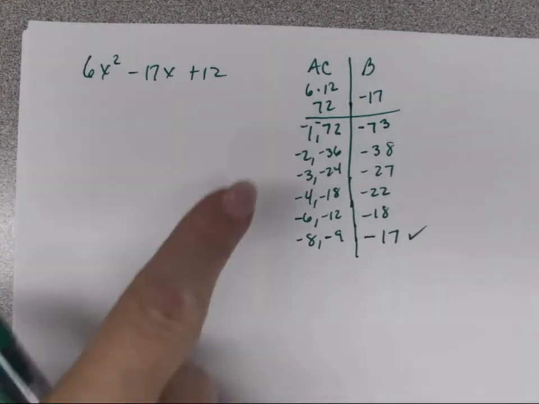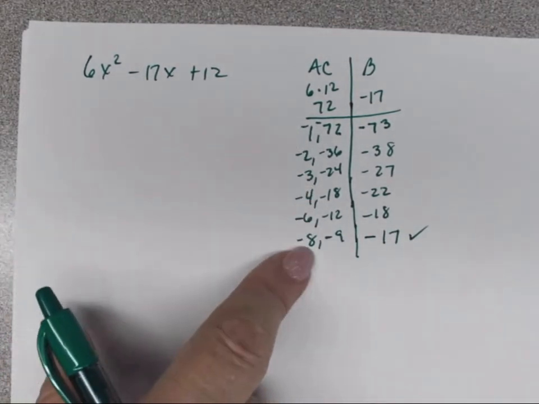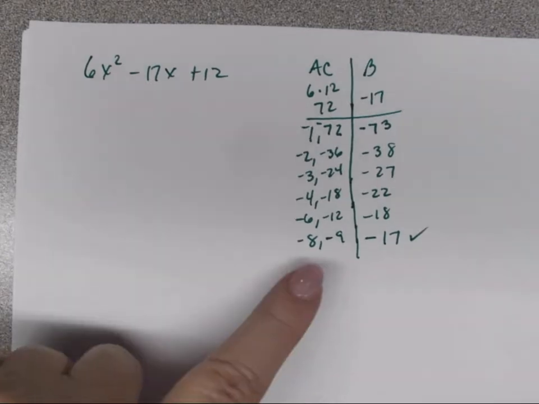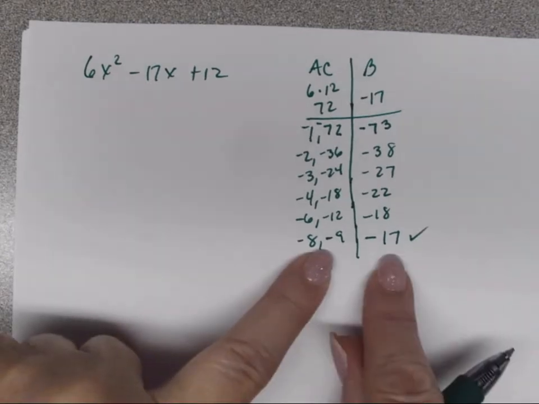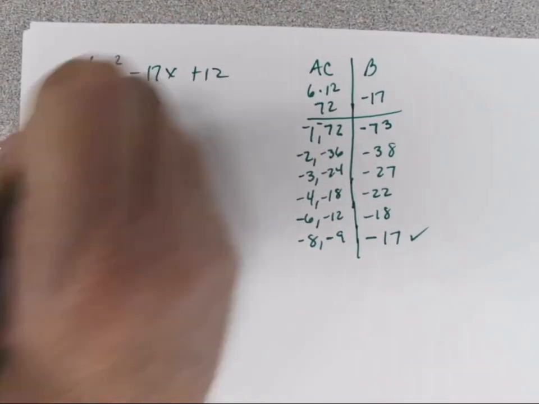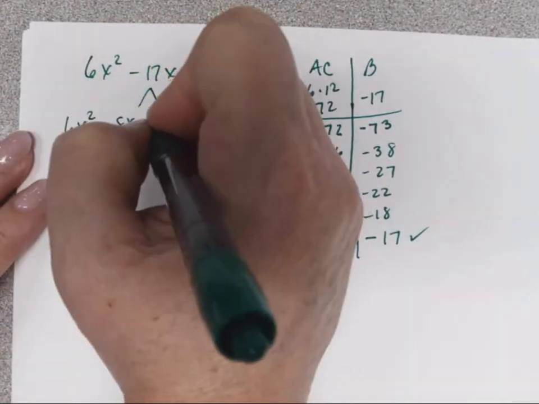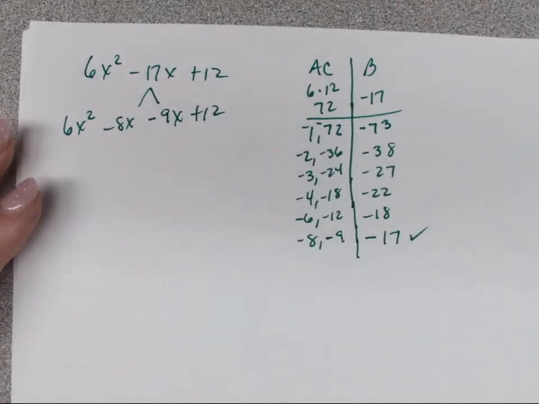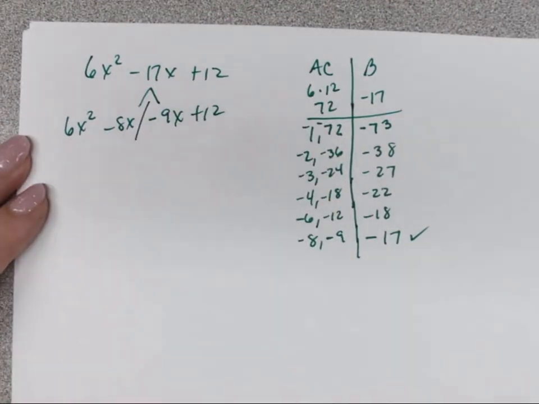Now, you don't have to list all of them, but I know that if I get all the way down and it doesn't work, then it's not factorable. And this way I don't have to worry that I skipped one. So again, I'm going to take these two numbers and rewrite the 17. So 6x squared minus 8x minus 9x plus 12. I have 4 numbers, factor by grouping.